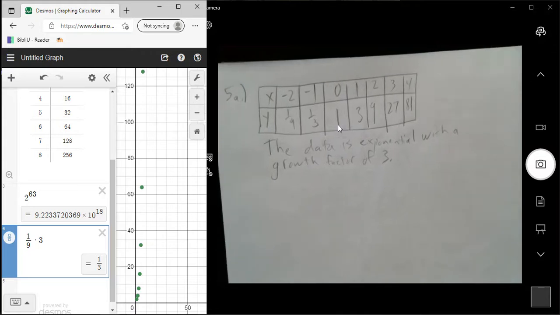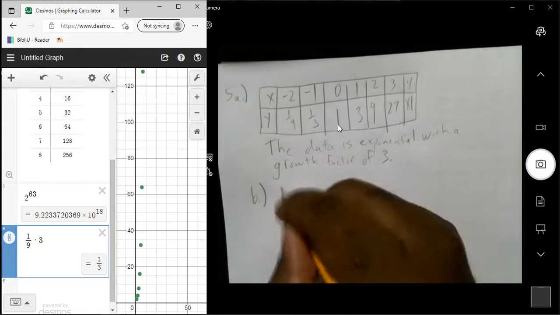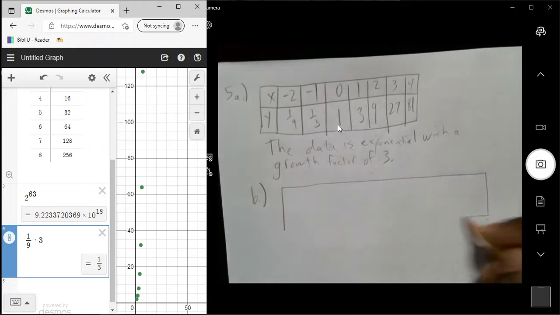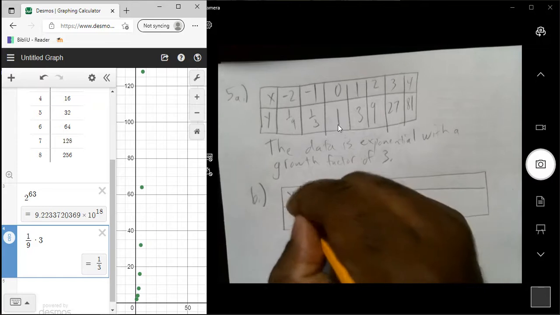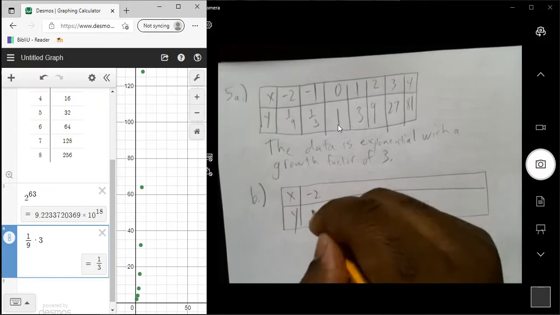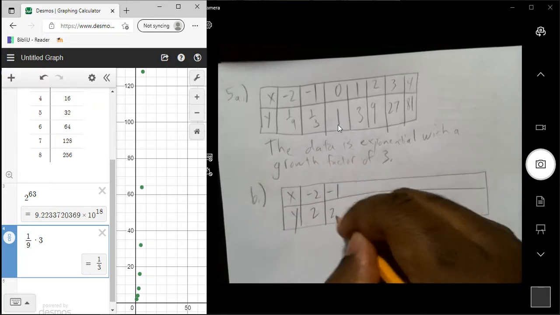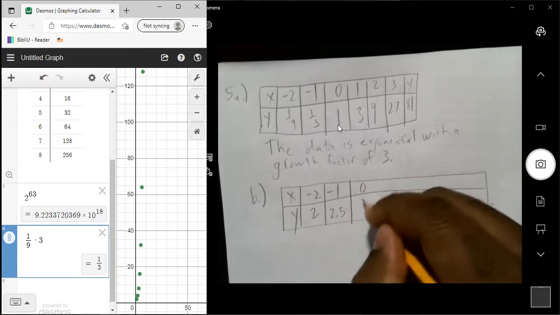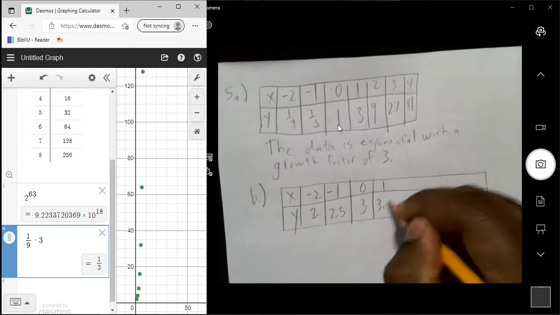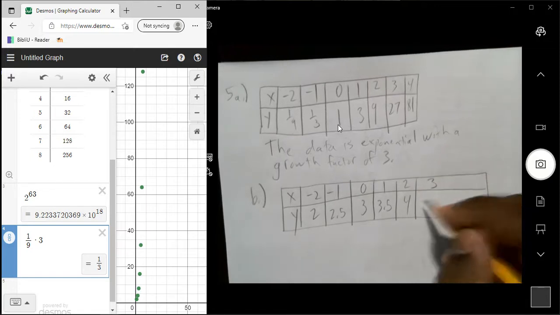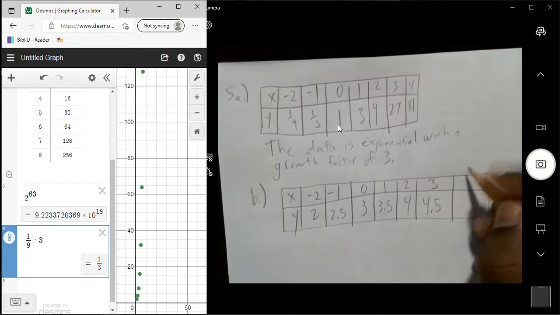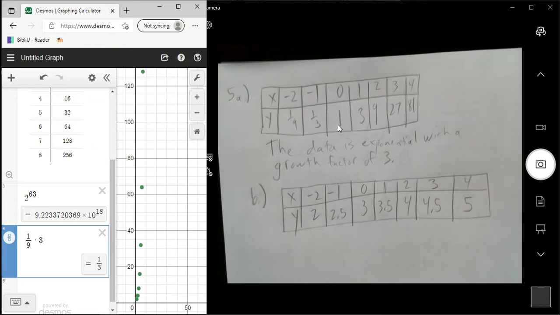All right. Now we go here to B. Still do the table. So we have x, y, -2, 2, -1, 2.5, 0, 3, 1, 3.5, 2, 4, 3, 4.5, and then finally 4, 5. Now if you look here, the x value is constant. All you're doing is adding 1. So we'll concentrate on the y value.